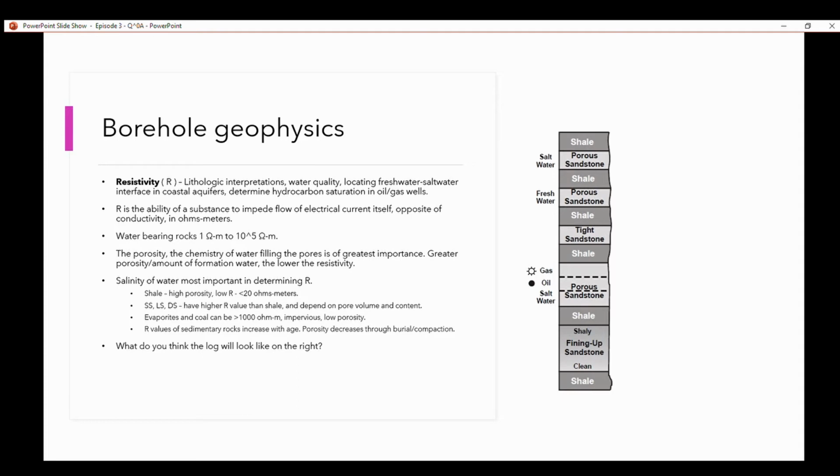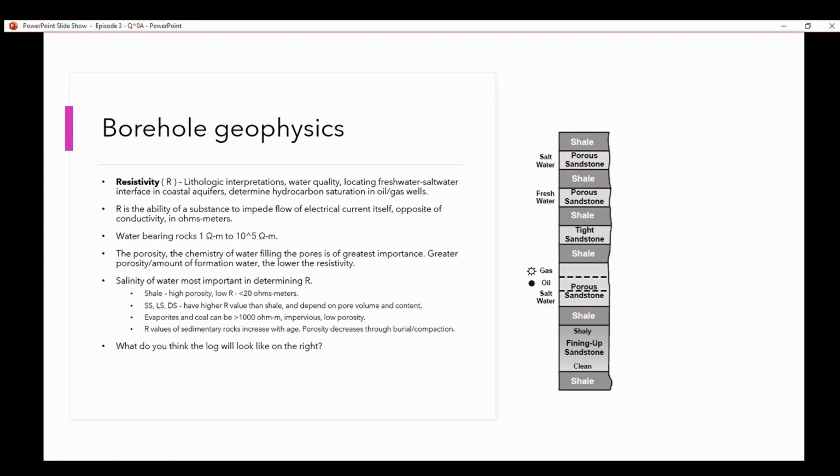So water-bearing rocks are 1 ohm-meter to 10^5 ohm-meters. The porosity and the chemistry of the water filling the pores are of greatest importance, and the greater the porosity and amount of formation water, the lower the resistivity, which means higher conductivity. Salinity of the water is the most important in determining resistivity, because if you have highly saline water in the formation, it's going to be highly conductive, low R.